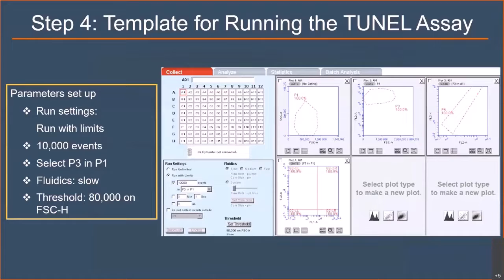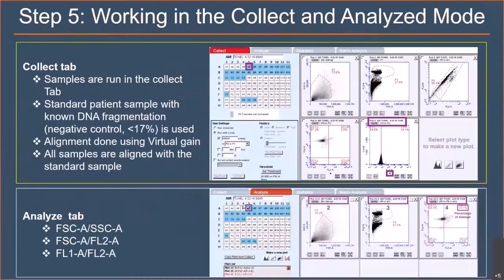For the test samples, again, the creation of the template is very important, and once this template has been established, we always use the same template every time that the sample is run. The settings are set to 10,000 events. In P3 in P1, which as I explained earlier, we measure only those cells which are stained for the nucleus. The fluidic speed is set at slow, and we set the threshold to 80,000 events.